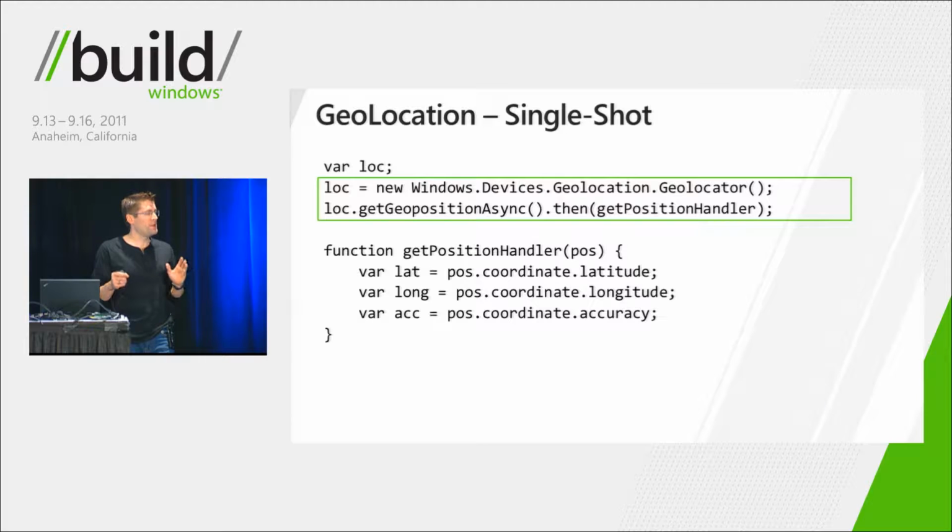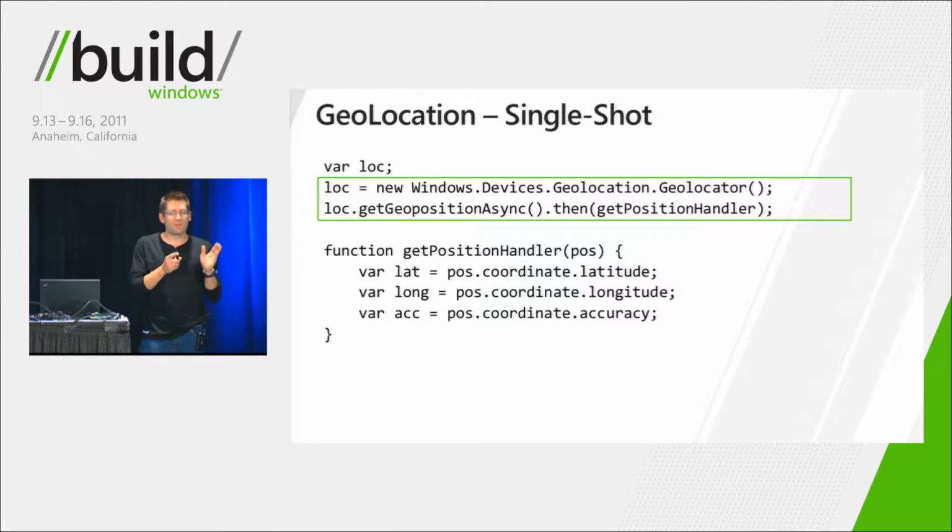The location functionality is contained within the windows.devices.geolocation namespace. Here, we can use the constructor for geolocator to get the geolocator object, which we'll use to access location functionality. So once we've instantiated the geolocator object, if we want to perform a single shot lookup, we can call the getGeoPositionAsync method. And what this does is it returns an object that uses the then pattern in JavaScript.